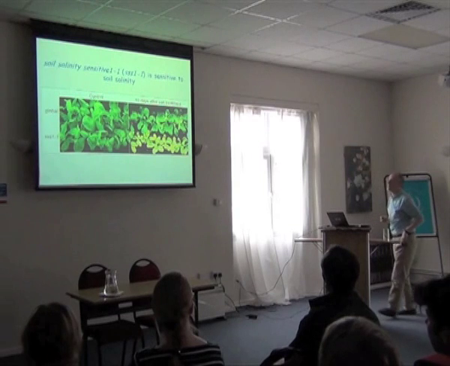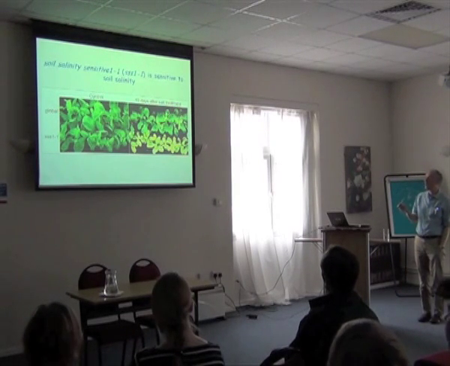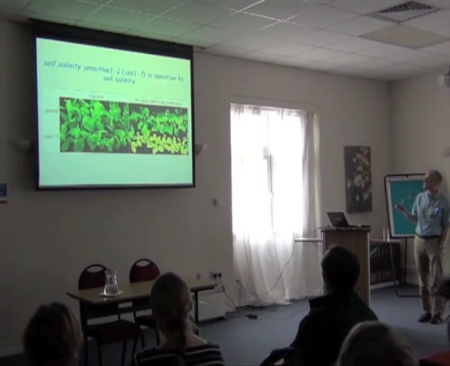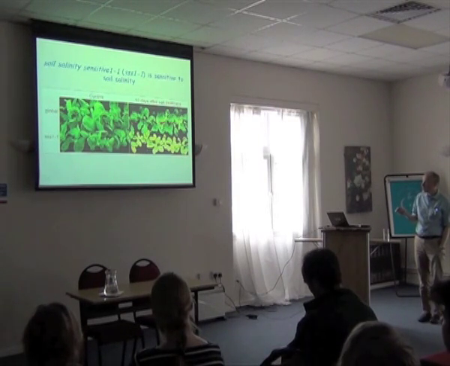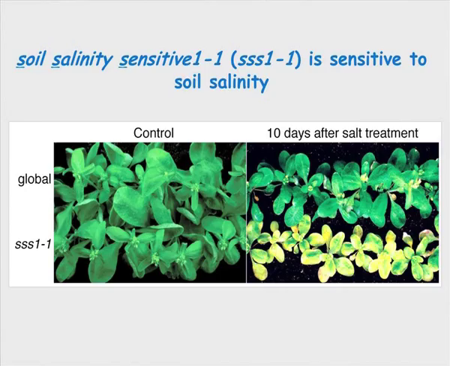So let's deal first with soil salinity sensitive 1, or SSS1. As I've said, it's sensitive to soil salinity. So this is a control along here. Here's the mutant grown in normal soil, and here it is 10 days after salt treatment. And now you can see very clearly that that mutant is yellowing, much paler than the progenitor shown above.